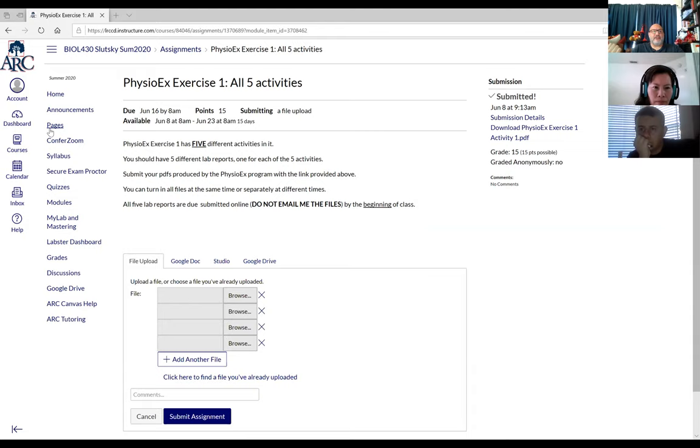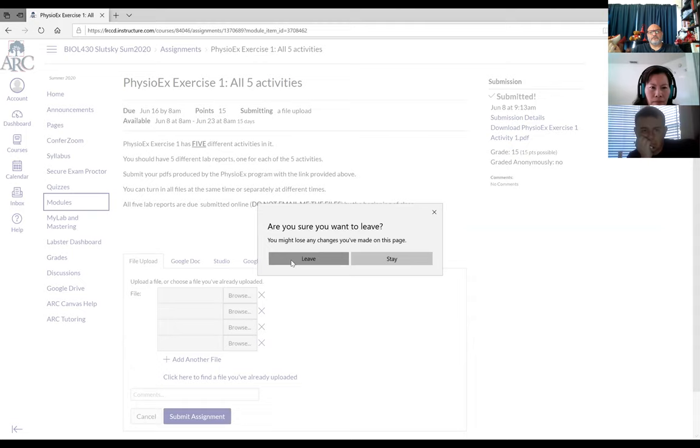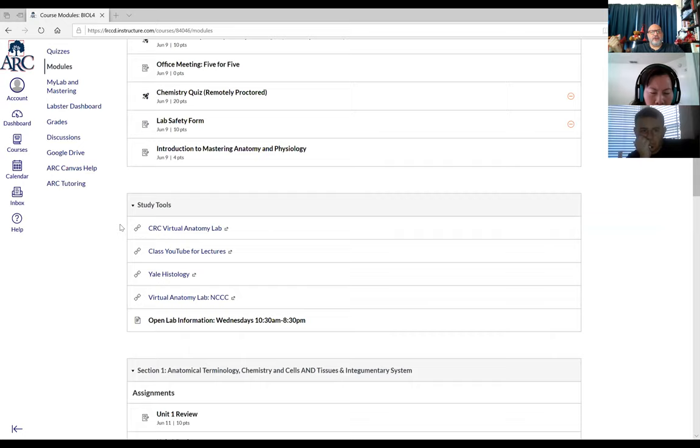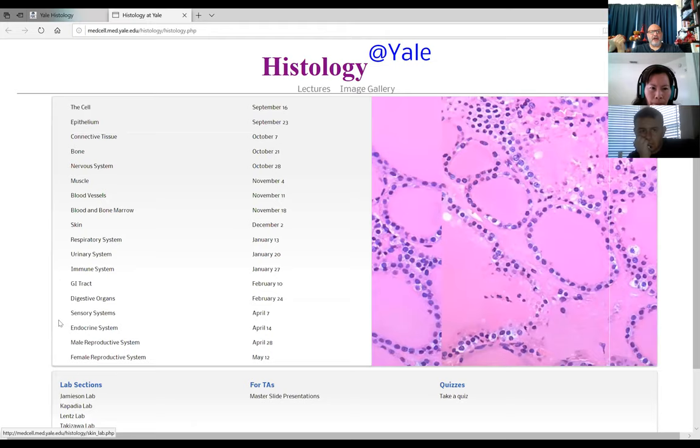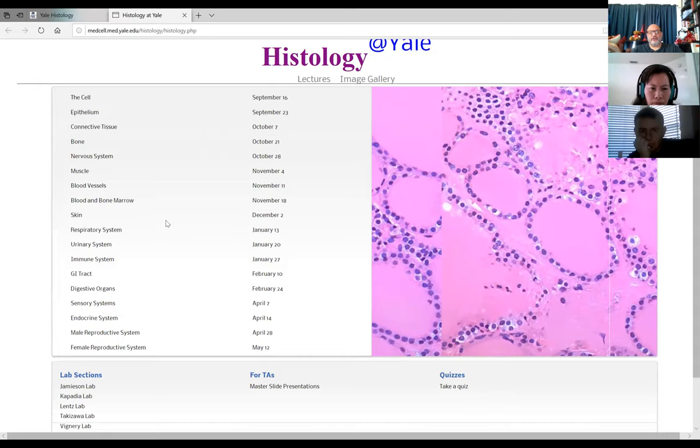In fact, one of the places that I've already made available for you, if you go back to the modules, notice under the study tools, this Yale histology site is really, really excellent. This site has a lot of great histology on it. So when you go to this site, you'll see that there is a tremendous amount of really good materials here. So this is a site that is pretty good for histology as well.